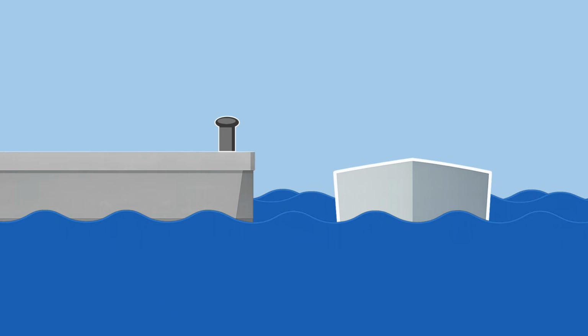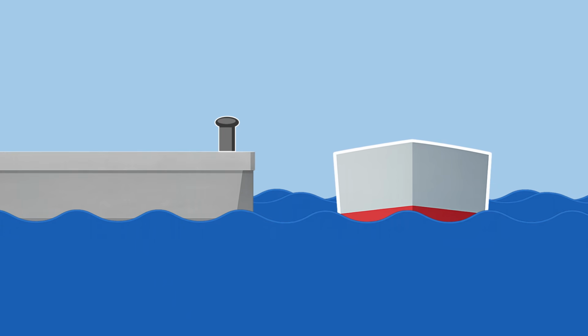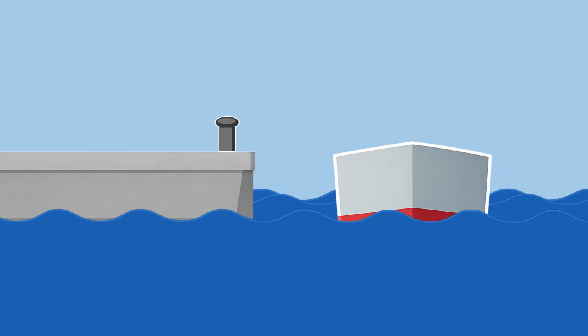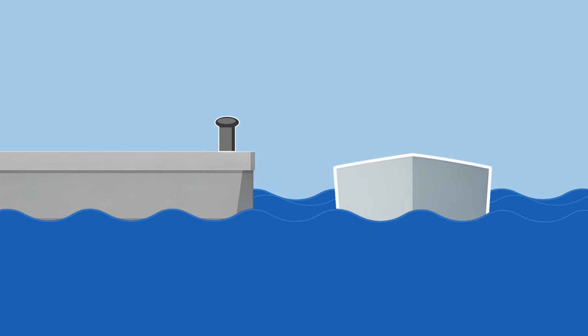The ship is not stationary because nothing is happening. She is stationary because several forces are acting on her at the same time, and those forces are being continuously balanced.